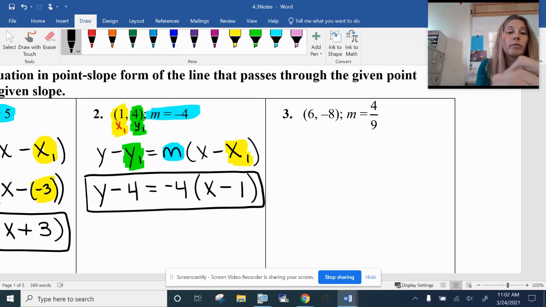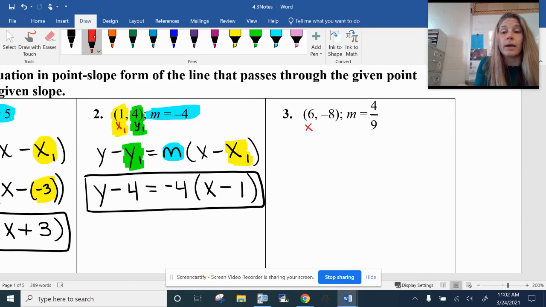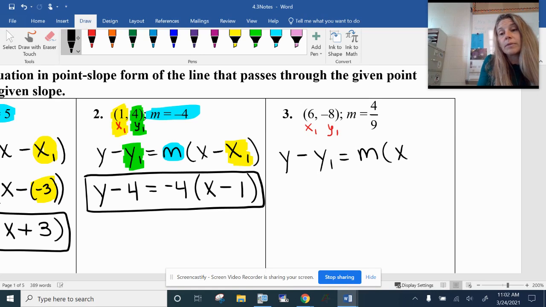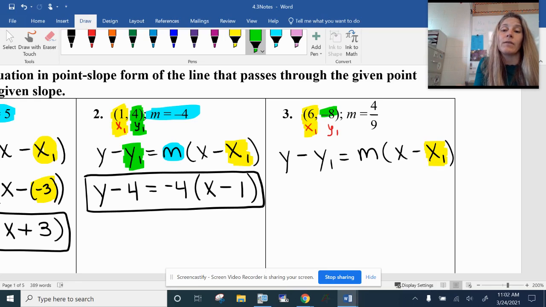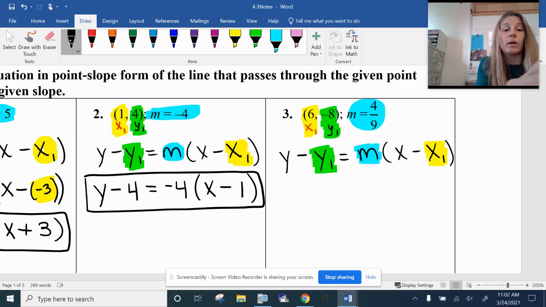Okay, moving on to number 3, same process, x1 and y1. Those are the points I have there. So if I write down my equation, y minus y1 equals m times x minus x1, and then I look to see what am I going to substitute where. So my x1 is going to be the 6, and that's going to be subtracted down here at the end. My negative 8 is my y1, so that's what's going to be subtracted here. And my slope is the fraction 4/9, and that's going to go in for my m right there.